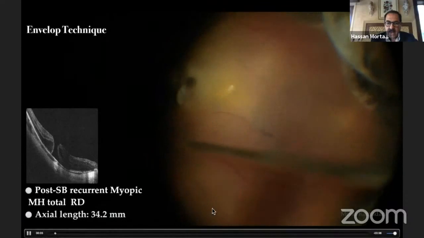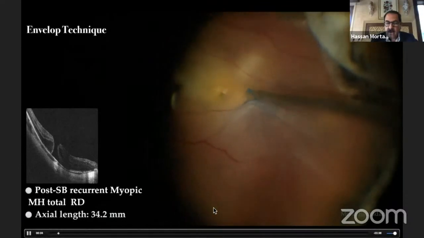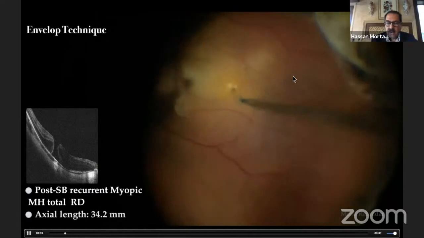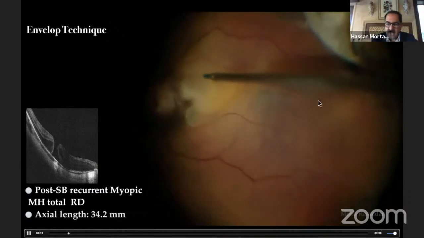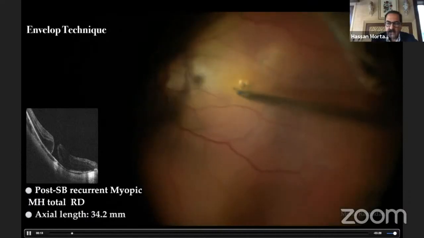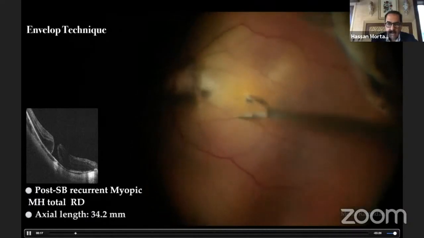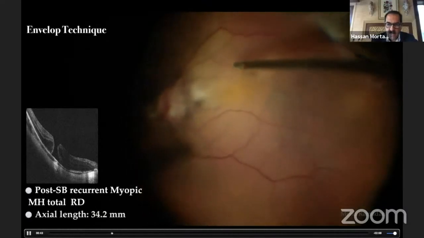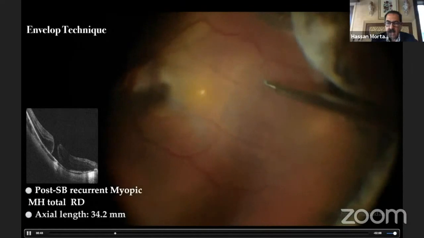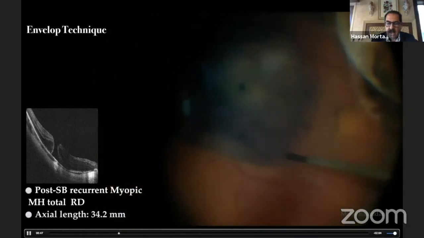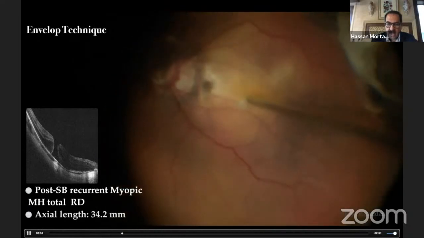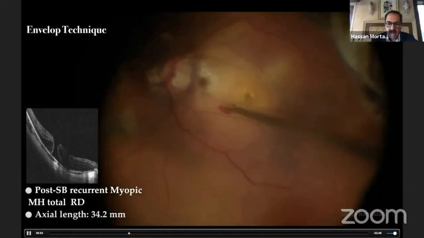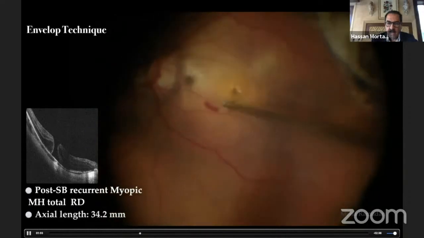This is a recurrent macular hole, myopic macular hole detachment after a previous buckle, and you can see that the buckle was a very high buckle. What I am peeling now, this is an epiretinal membrane and not the internal limiting membrane. Re-injecting brilliant blue, and then peeling the internal limiting membrane.